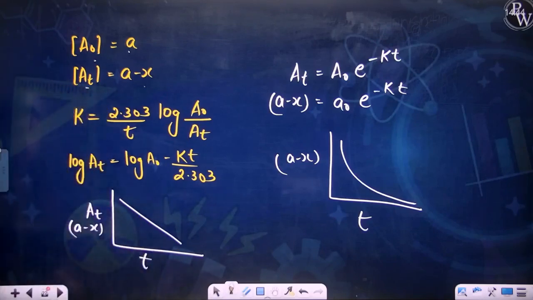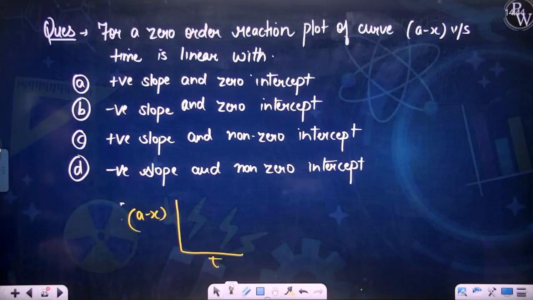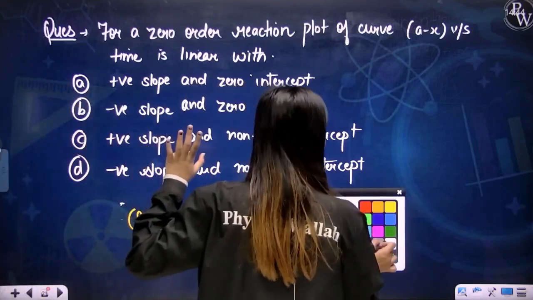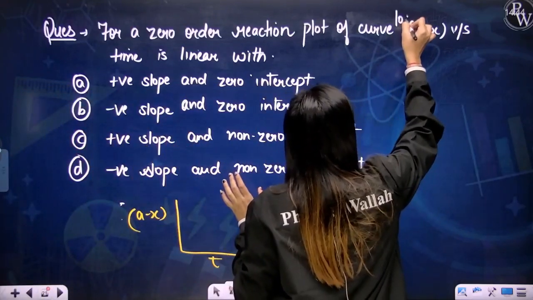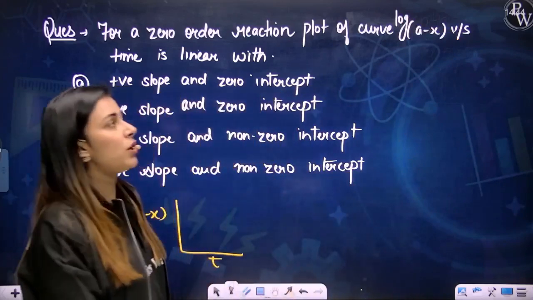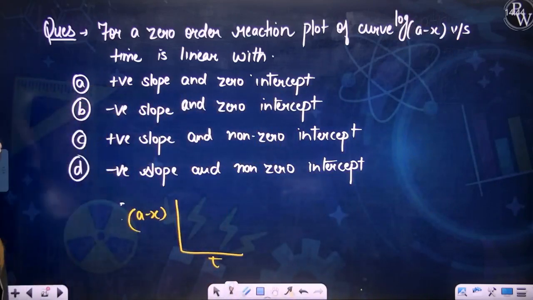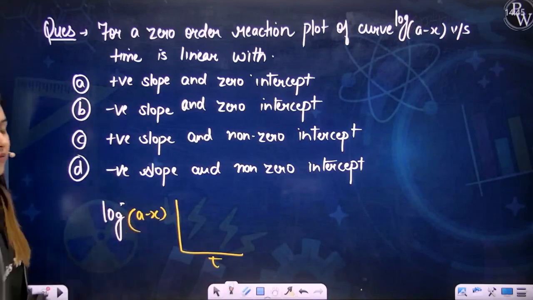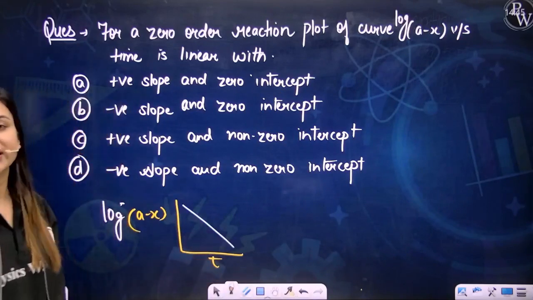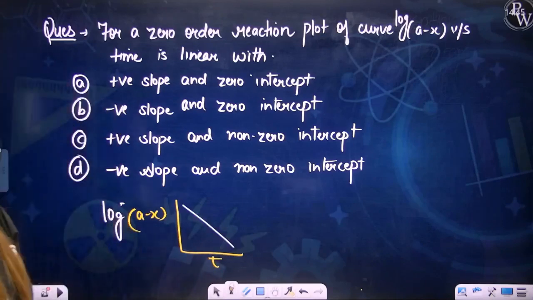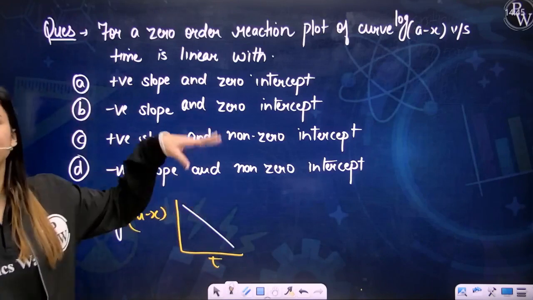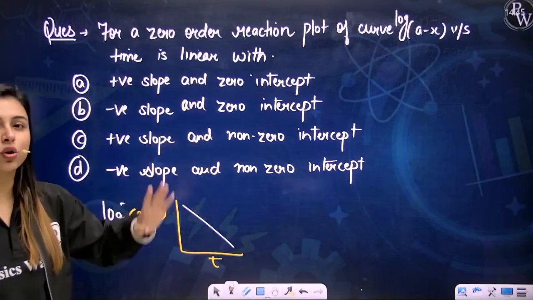Either the question is wrong. Let's read the options and see. Positive slope and zero intercept. So my dear students, since they are talking about slope and intercepts, I think there needs to be a correction. This should be log of A minus X. Okay. So make this correction. If it is log of A minus X, then it will be a straight line with a negative slope. Okay. Yes. Because slope is always in a straight line graph. And since all the options have slopes and intercepts, definitely they are talking about a straight line graph.